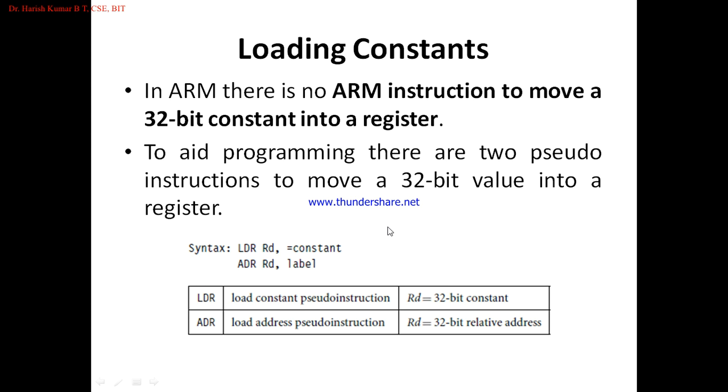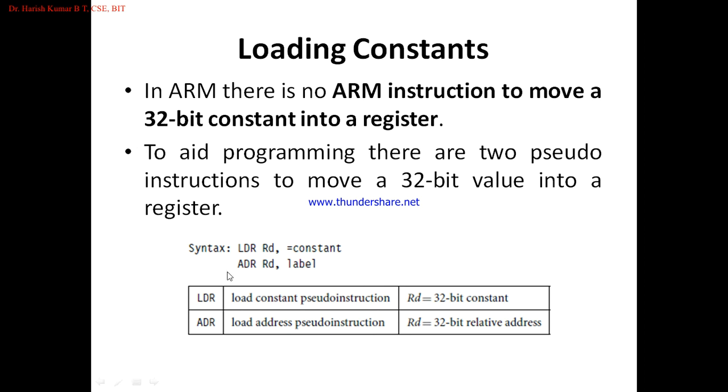Now the last thing in this is loading the constants. In ARM there is no instruction which can move a 32-bit constant into a register. That is what I was telling you. Using the move instruction, you can move only an 8-bit number, that is 0 to 255. There are a few numbers you can move even above 255, but all numbers greater than 255 cannot be moved to the register using the move instruction.